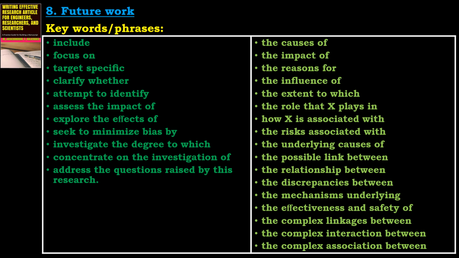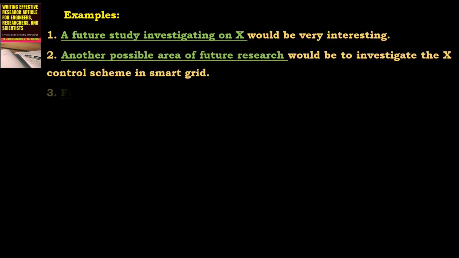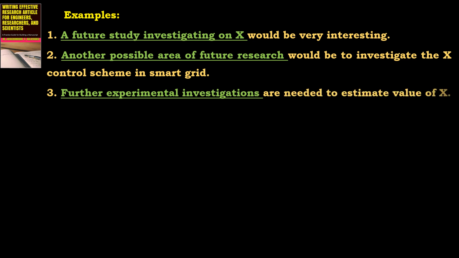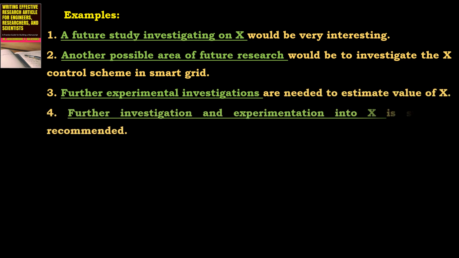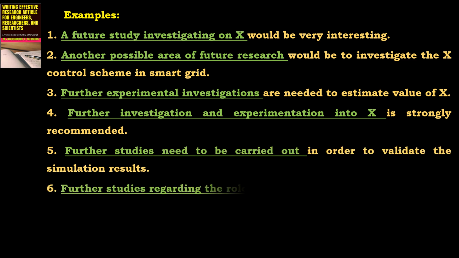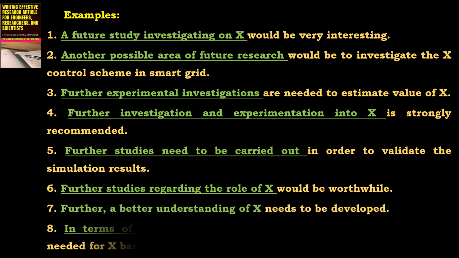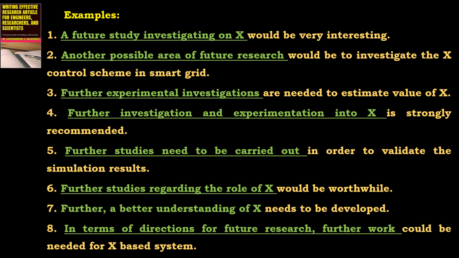Let us look at some examples where the keywords that represent the recommendations for future research are highlighted in green. 1. A future study investigating X would be very interesting. 2. Another possible area of future research would be to investigate the X control scheme in the smart grids. 3. Further experimental investigations are needed to estimate the value of X. 4. Further investigation and experimentation into X are strongly recommended.